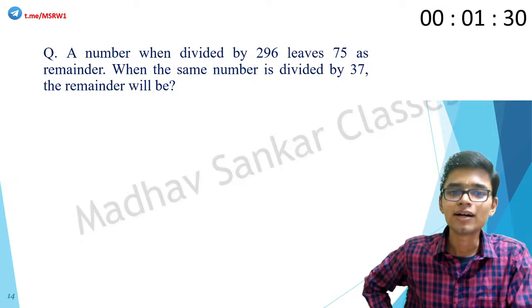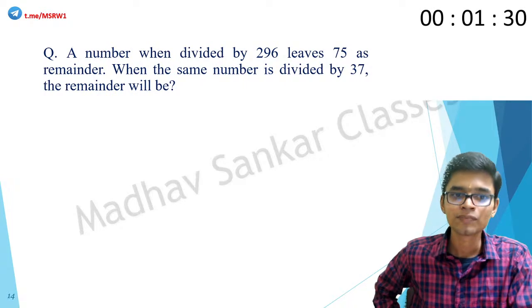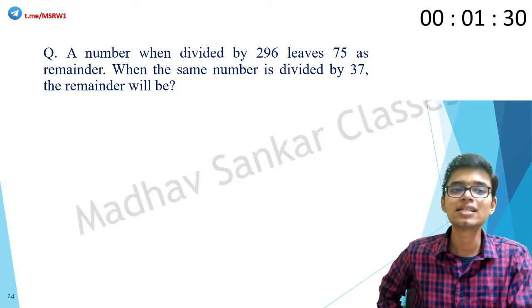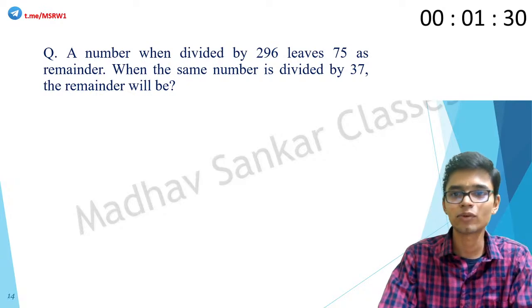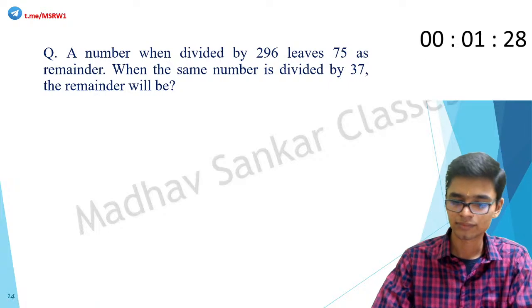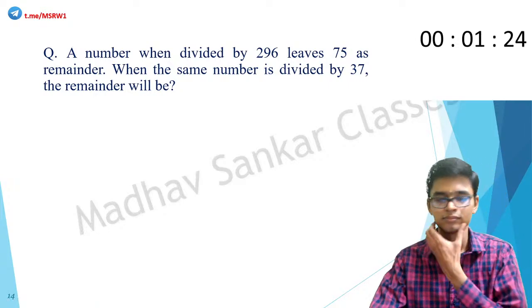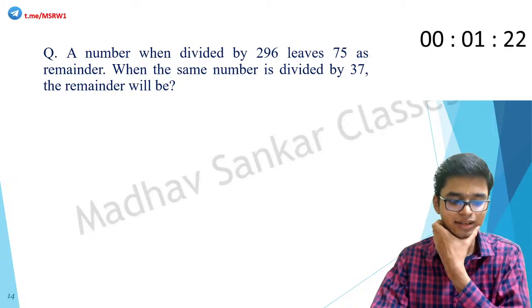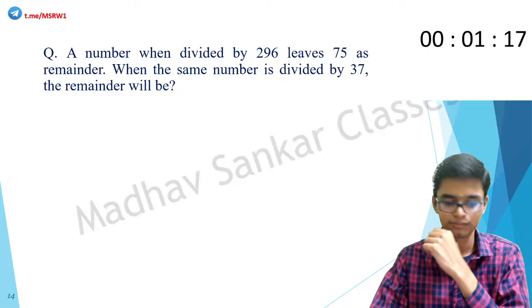Next one. A number when divided by 296 leaves 75 as remainder. When the same number is divided by 37, what will be the remainder? Same question, same method, do it. Yesterday, I did a question exactly like this. Today the numbers have changed, that's all.